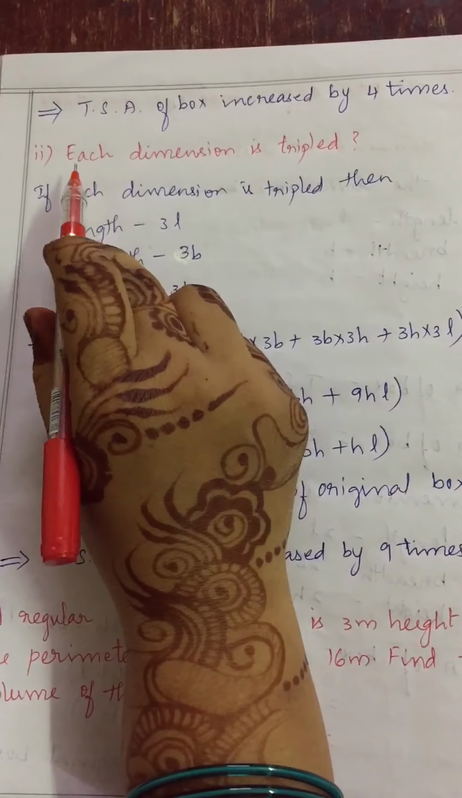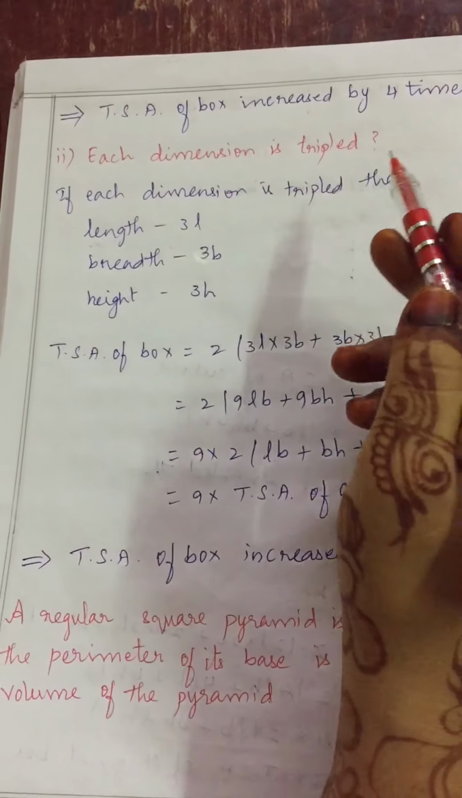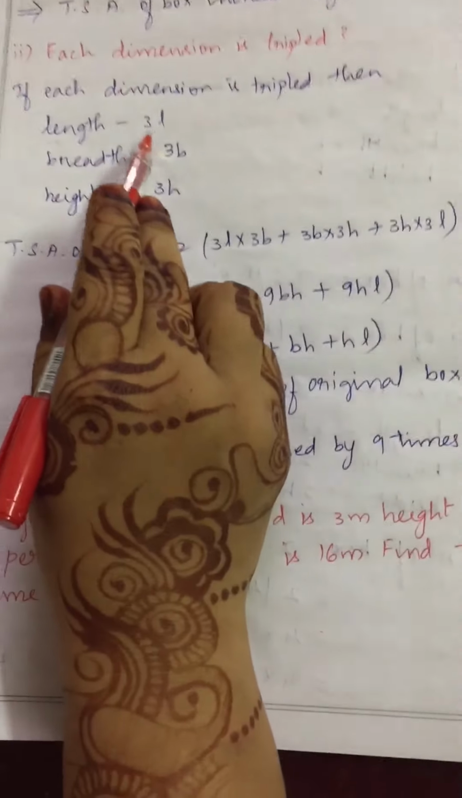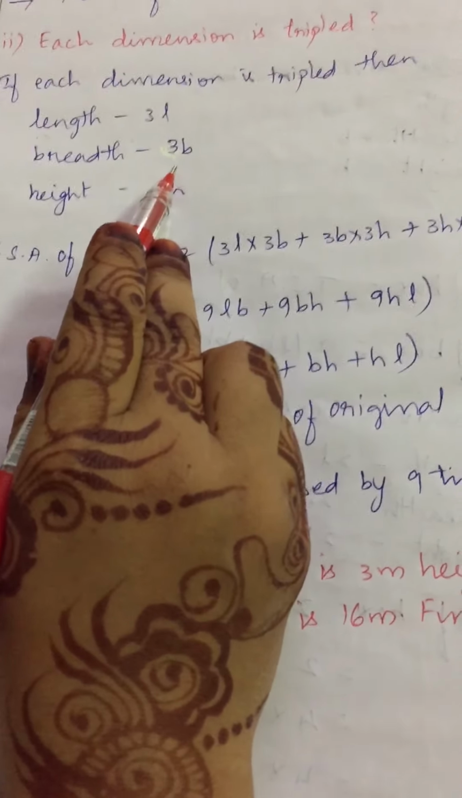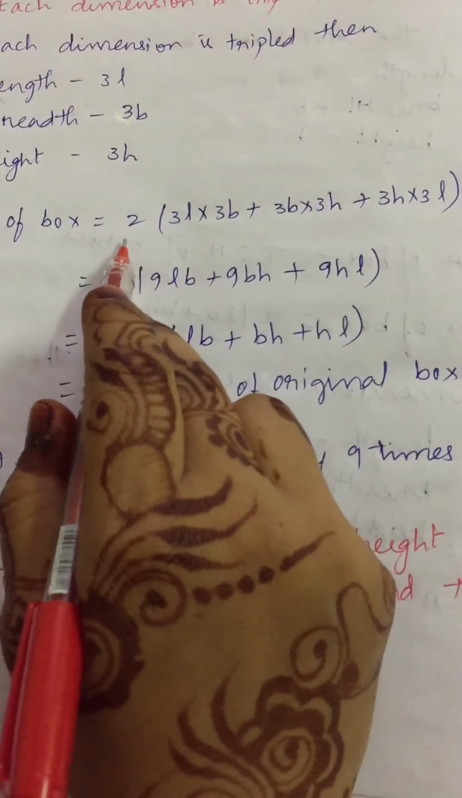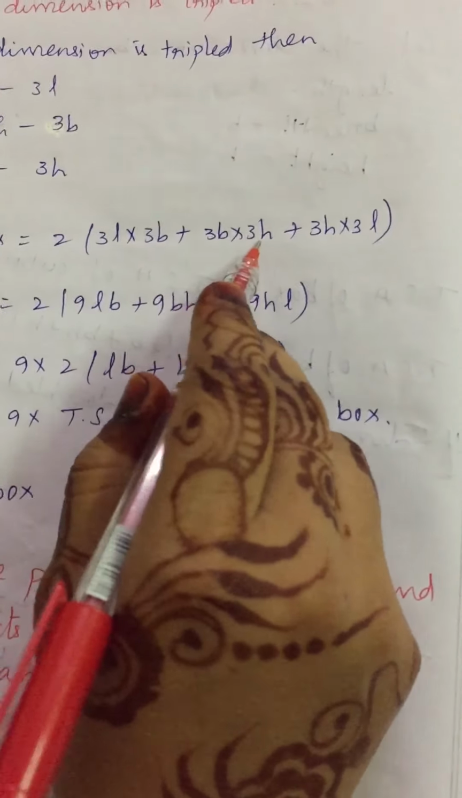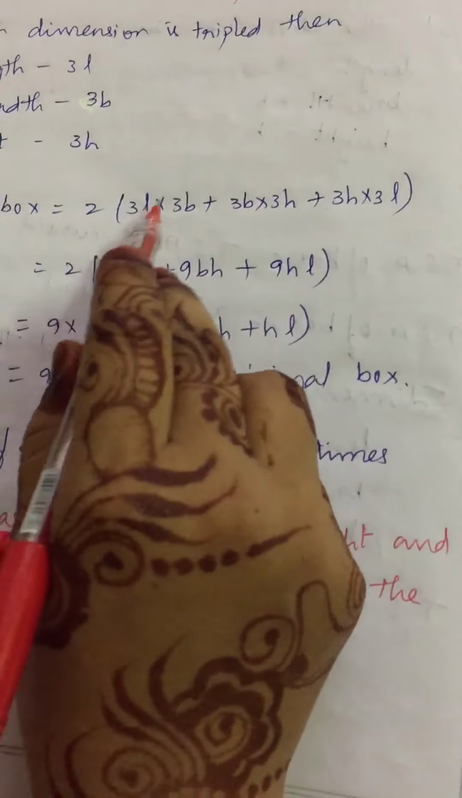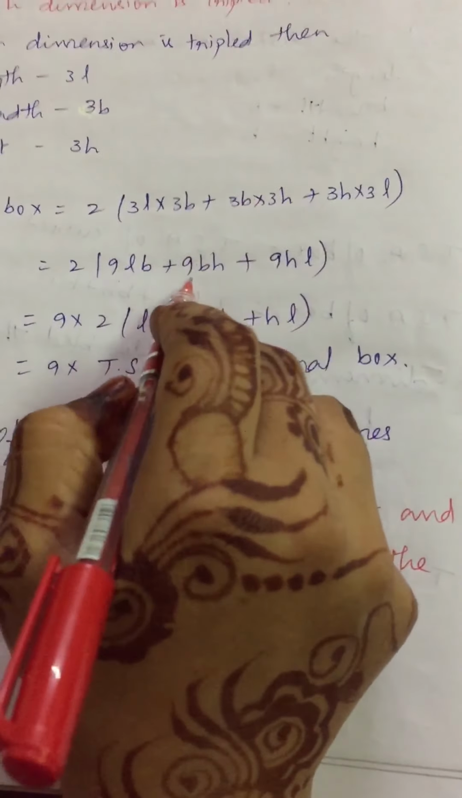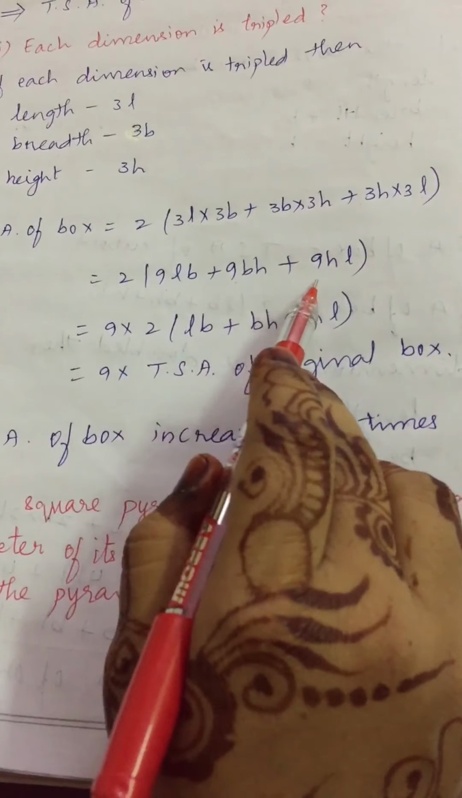Second bit, under that only, each dimension is triple. Now we are taking 3 times each dimension. That means length is 3L, breadth is 3B, and height is 3H. So total surface area in formula, we are substituting this: 2 into 3L into 3B plus 3B into 3H plus 3H into 3L. 3 into 3 is 9 LB. 3 into 3, 9. So 9LB plus 9BH plus 9HL.